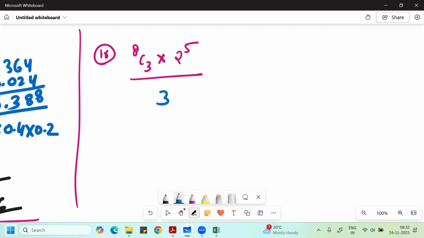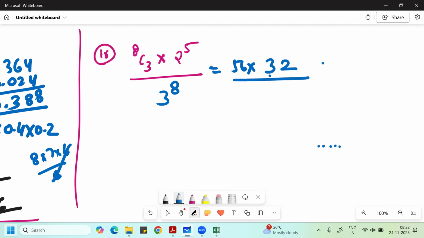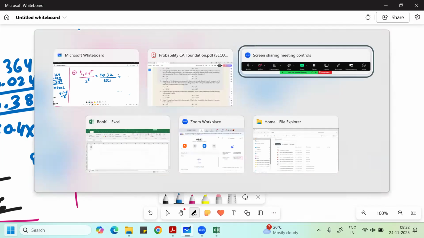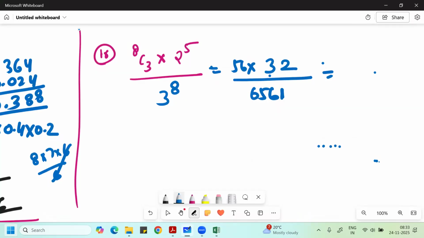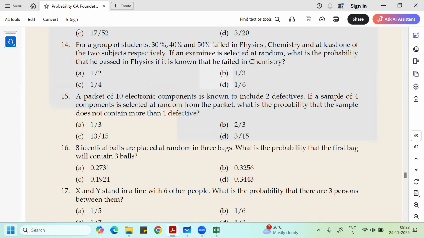So the total outcome would be 3 to the power 8. 8C3 is 8 into 7 into 6 by 6, which means 56, and 2 to the power 5 is 32, divided by 3 to the power 8. 3 to the power 8 is 6561. So if you solve this, 56 into 32, and divide by 6561, you'll get 0.2731. So the answer is option A, 0.2731.